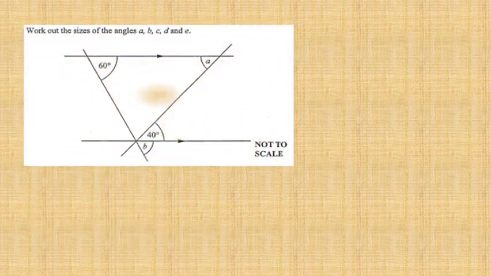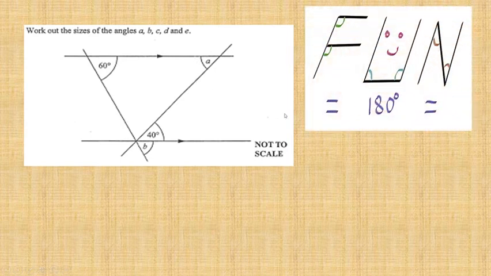And for the next question here, work out the sizes of angles A, B, C, D, and E. So here, let's start with the first one. I have to remember something first. I have to remember that math is fun. So here, it's the letter F. It means that this line with this line are parallel. This line is parallel to that line.